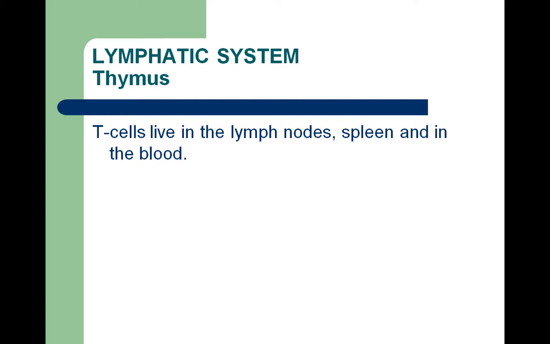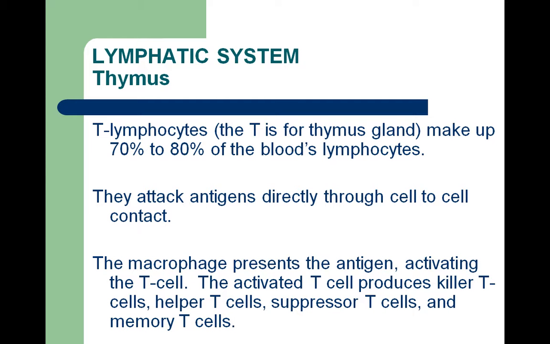T cells, once they leave the thymus, may reside in the lymph nodes, and we said that the lymph nodes were those knots of tissue that trap bacteria, fungi, viruses, and swell. And the T cells or lymphocytes that reside in the lymph nodes actually phagocytize and kill those antigens. Again, T cells are made in the bone marrow, mature in the thymus gland, and then are released into the blood.